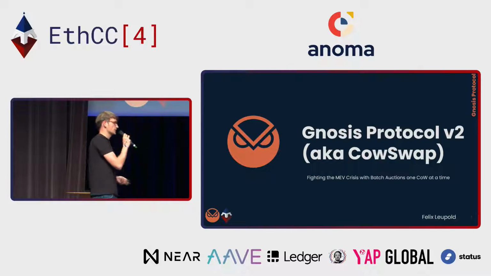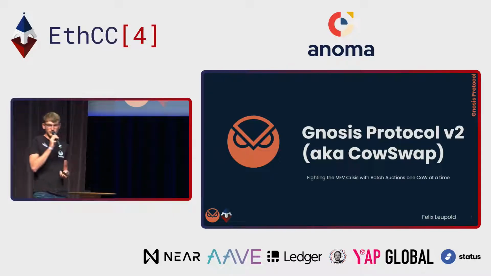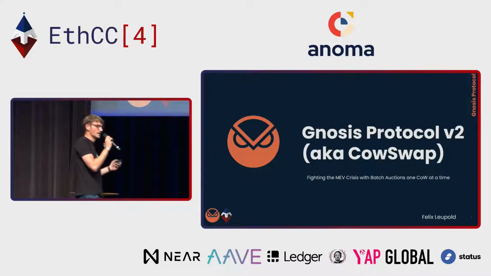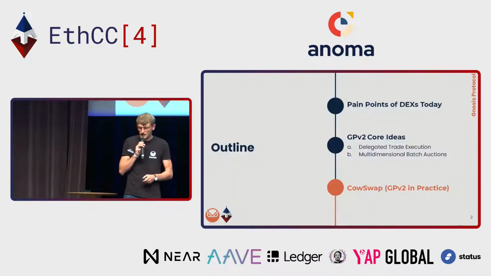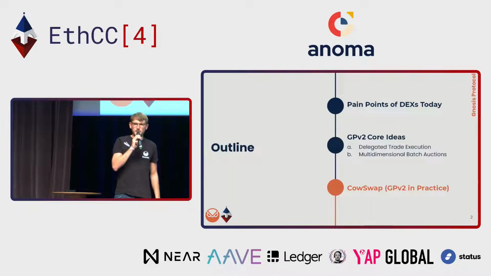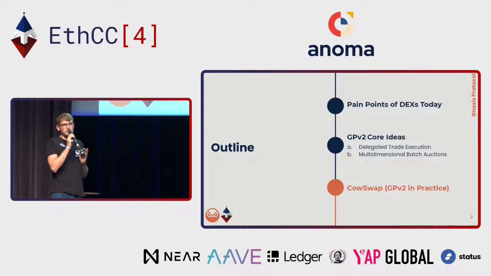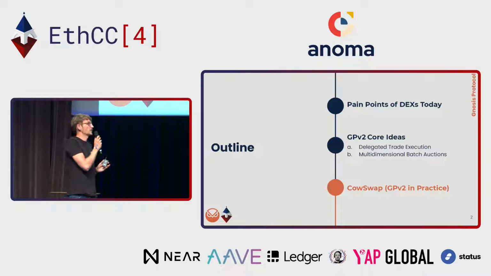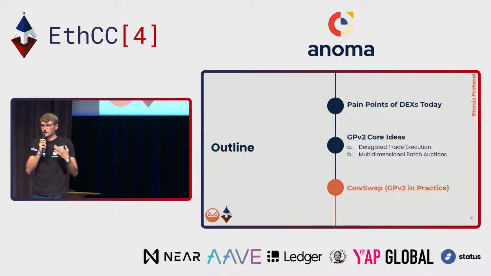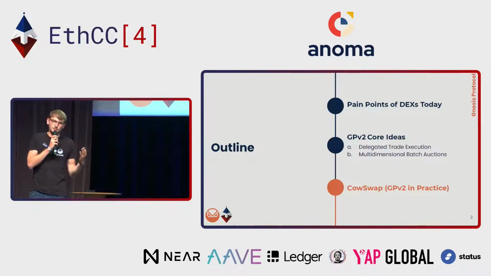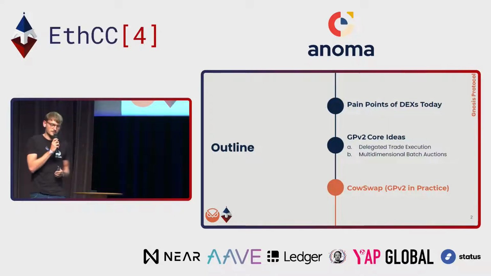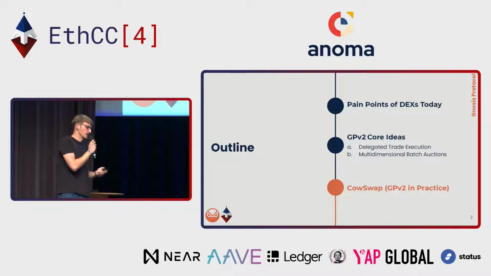So the title of this talk is how we can fight the MEV crisis with batch auctions, one cow at a time. My talk is structured into 3 parts, roughly. The first one, I'm going to talk about what are the pain points of decentralized trading today. I will then segue into the core ideas of Gnosis Protocol version 2, the underlying mechanism behind CowSwap. And then, in the end, talk a little bit about how we apply that mechanism in practice today with our trading UI that we called CowSwap.